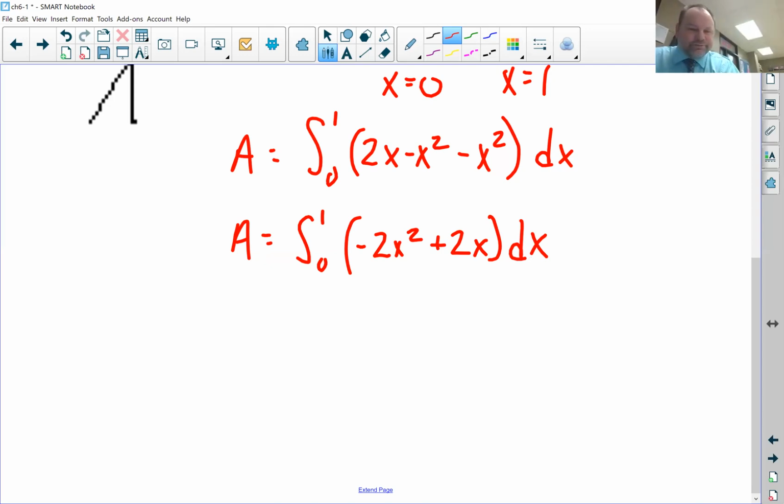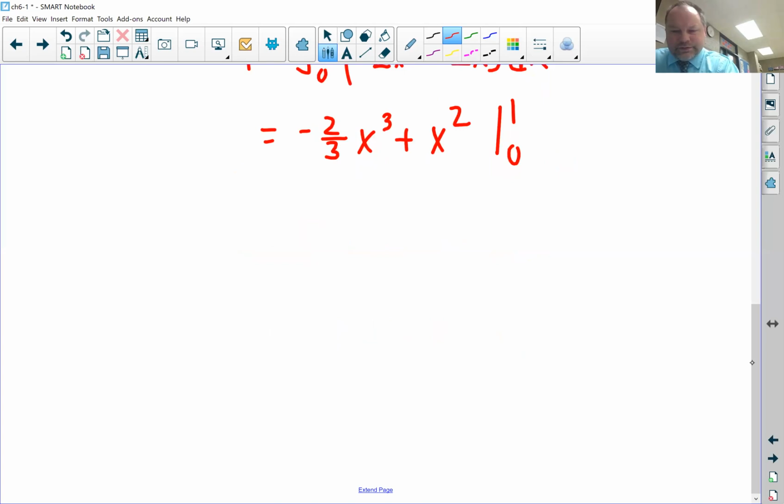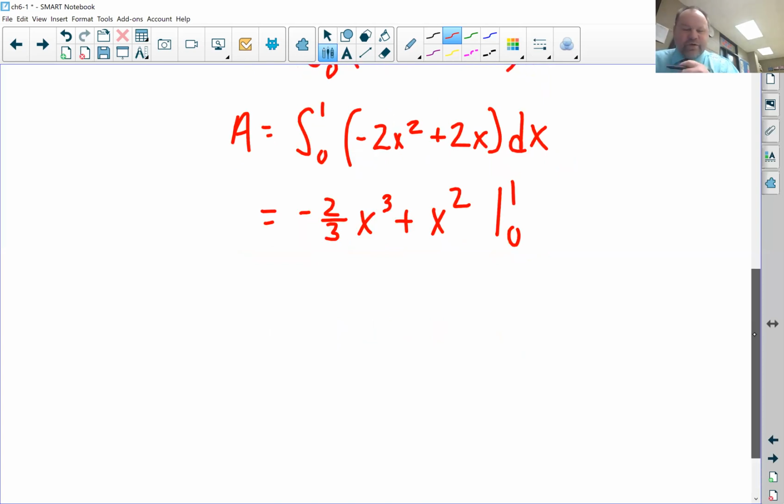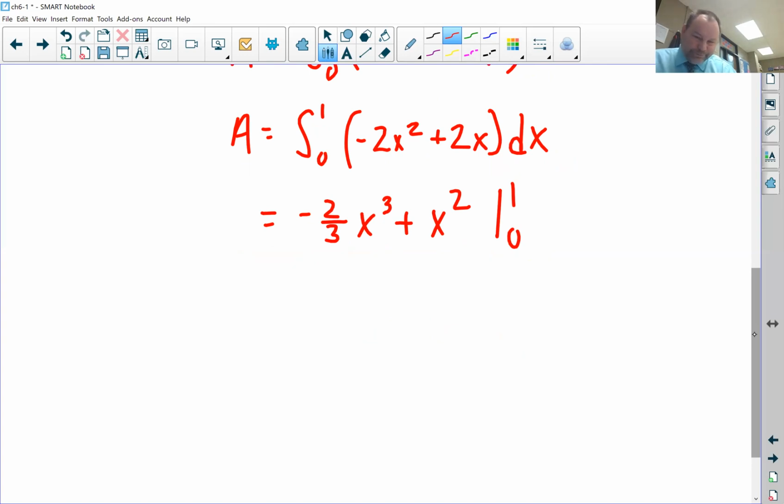Take the integral. So negative 2/3 x cubed plus x squared, evaluated from 0 to 1. I love it when I have polynomials and I have 0 as an endpoint. It just makes things so much easier.